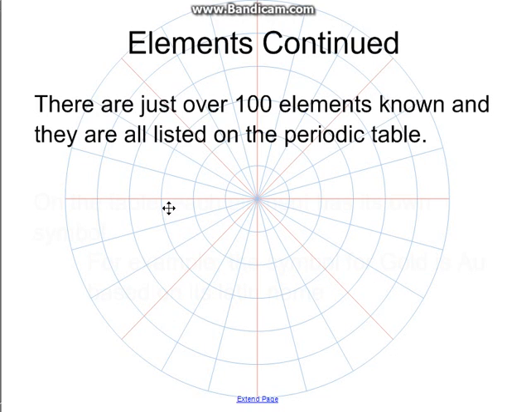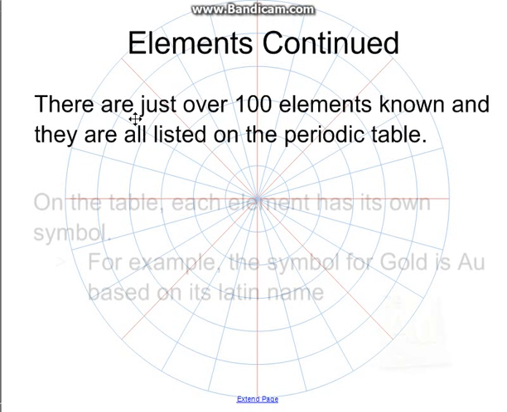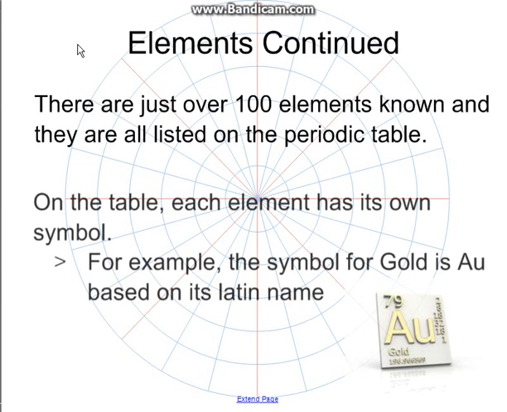Some of them occur naturally and some of them are man-made. But on the table, each element has its own symbol. For example, the symbol for gold is AU. And it's AU because it's based on its Latin name, not its English name. This is true for a lot of elements.